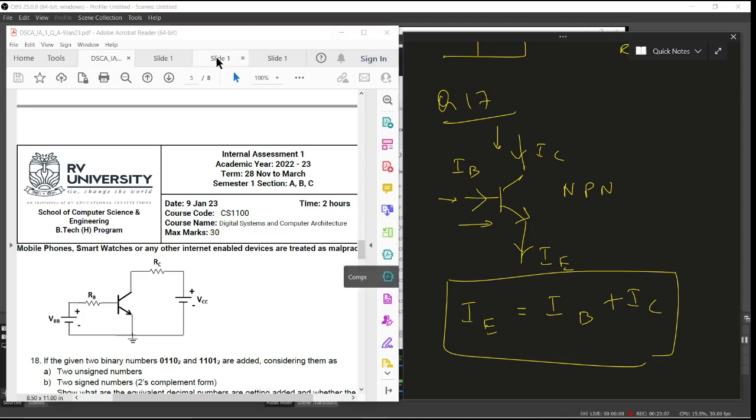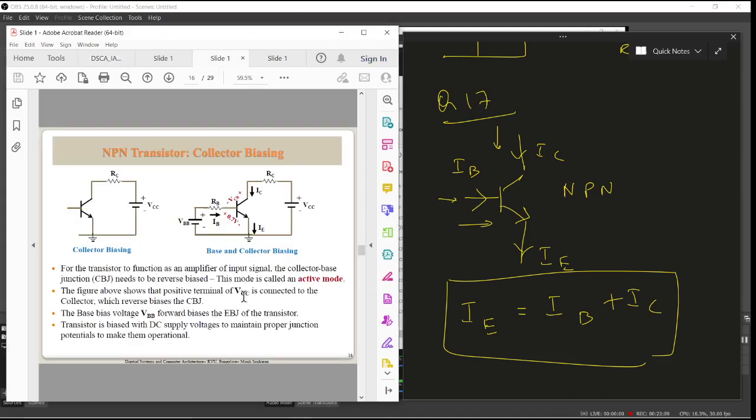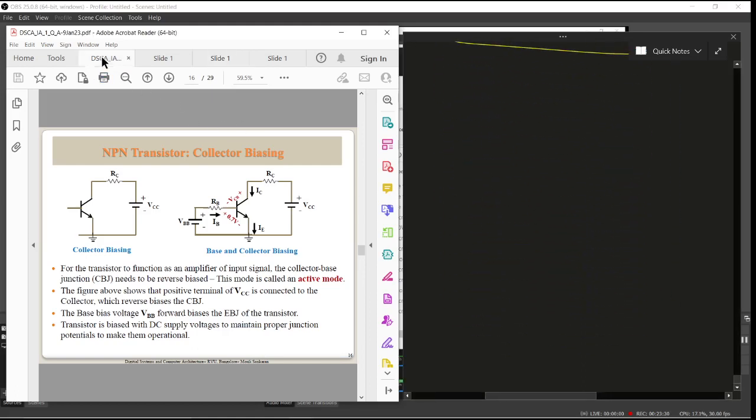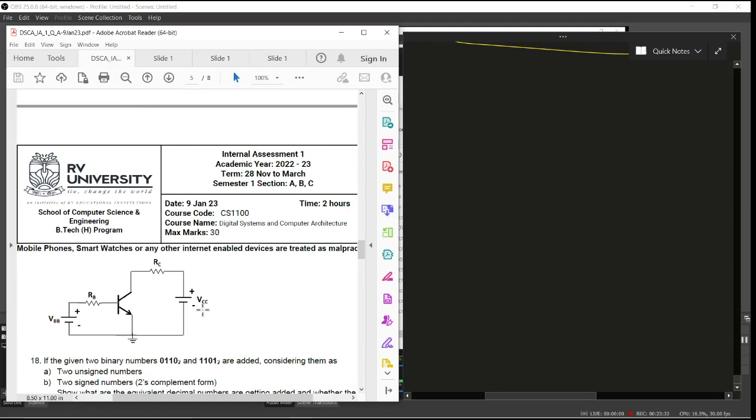Now the explanation that is required is, you can talk about how the transistor construction is, or even explain about the power supply, and whatever explanation you give, if it is meaningful, we have decided to give marks for that. Okay, but what we expect, at least the directions of the current should be correct, and the relationship between the currents should also be correct. So that's about question 17.